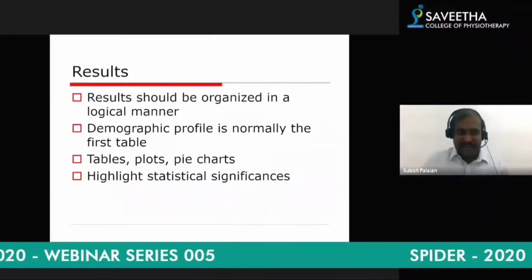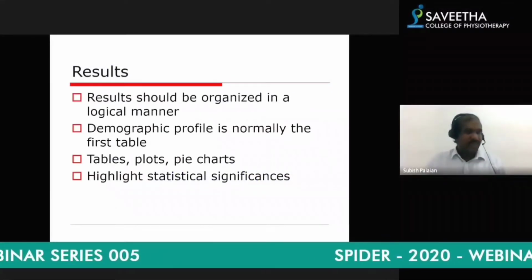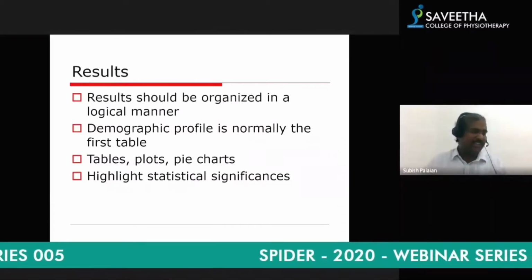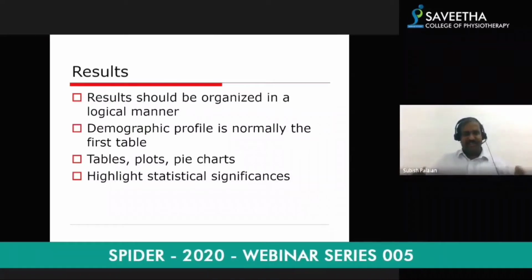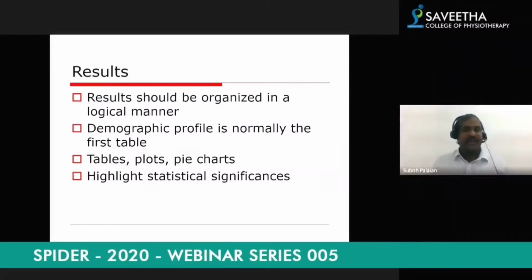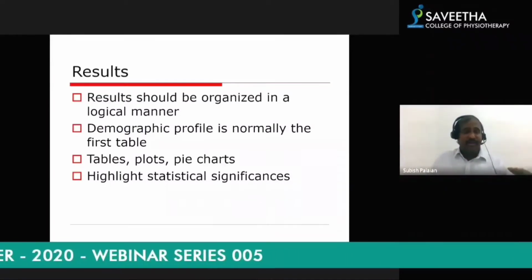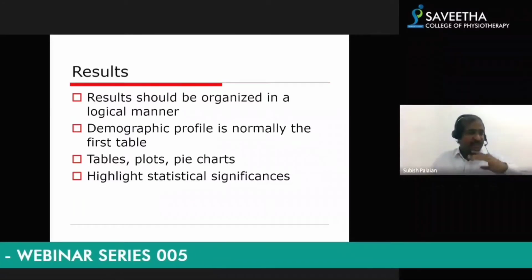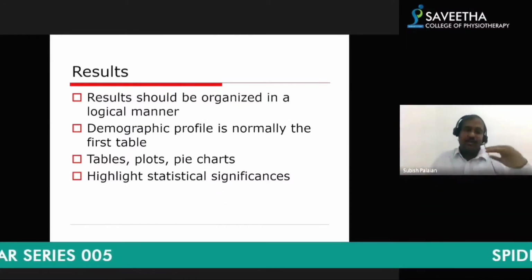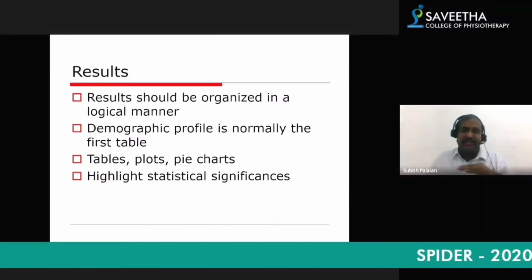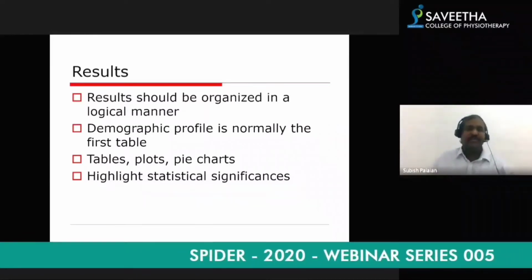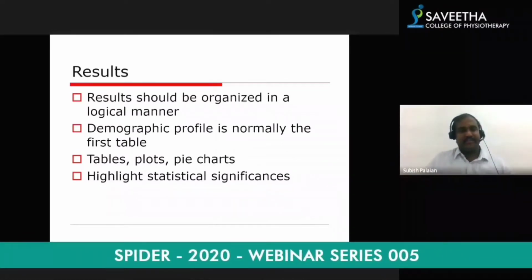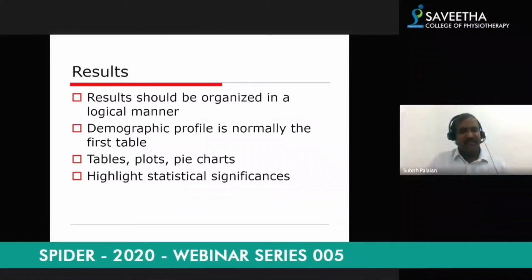Now we come to the next part, the results. We are not going into detail about the result analysis and all those methods, but roughly, the results should be organized in a logical manner. Normally, the first part of the results is about the patient demography, how many patients you include. It's the first table, about the age, the gender, socioeconomic status, and so on. So the demography is normally the first table, and you can use tables, plots, pie charts.